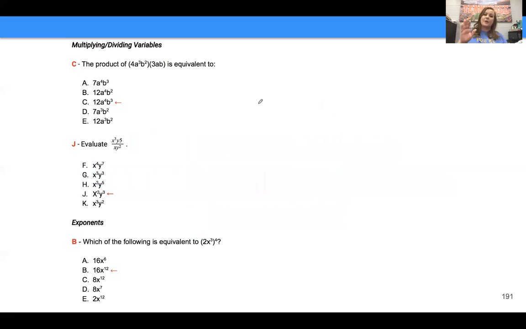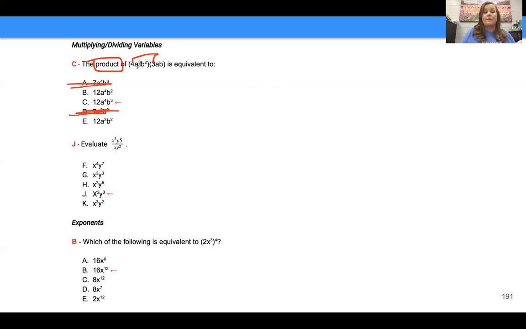Okay, unpause, welcome back. Let's check our answers. So multiplying and dividing variables. First of all, you should know that product means multiply. We're going to multiply. So you just kind of go like this. What is 4 times 3? 12, yes. So it's not this one, it's not this one. Aha, got rid of 2.